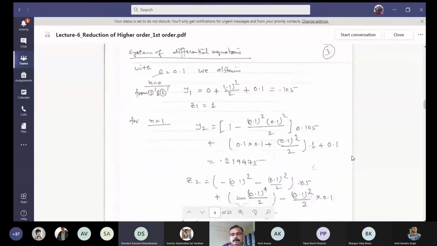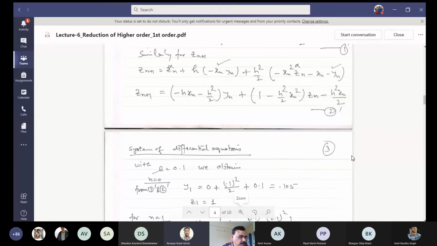Sir, Y2 is 0.219999475. Y2 is how much? 0.21, triple 9, 475. No, some mistake is there. It's a very simple calculation. It cannot be triple nine. Sir, it is 0.219475. That's right. And then Z2? Z2 is 0.997875. That's it.